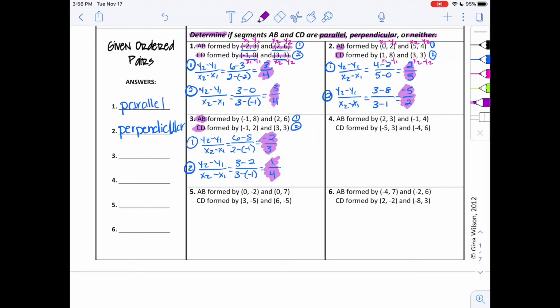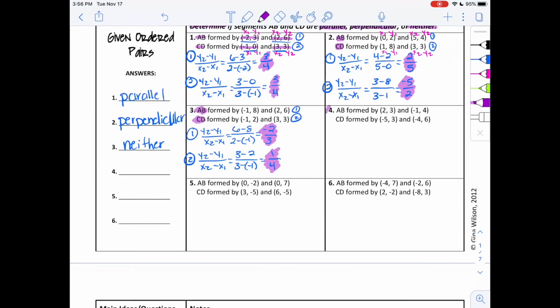These two slopes are opposites. One's positive and one is negative, but they are not reciprocals of each other. If I flip 2/3, I don't get 1/4. So they're not the same, and these slopes are not opposite reciprocals. So my two lines are neither parallel or perpendicular.